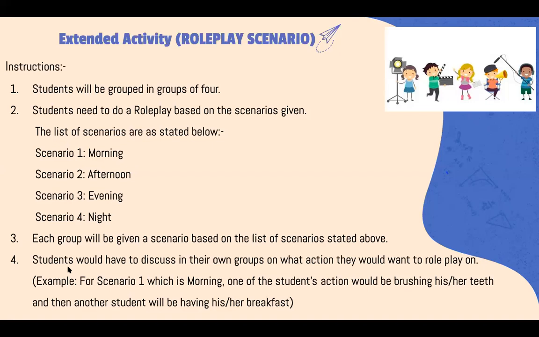Here are the scenarios students need to role play on. There are a total of 4 scenarios for this activity as stated below. An example for this scenario, since it's morning, students can act out, for example, brushing his or her teeth in the morning or having breakfast to represent the time.